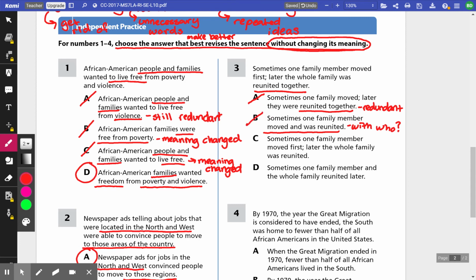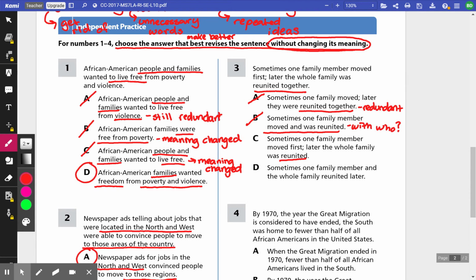Let's look at C. "Sometimes one family member moved first. Later, the whole family was reunited." So far, I think this one is our best option. They took out the redundancy. They just said the whole family was reunited, and that's really the only thing they changed. Really all they did here was take out the redundancy. They left the rest of the sentence as it is, and it works. So it's possible C could be a good answer, but we've got to look at D first before we decide for sure.